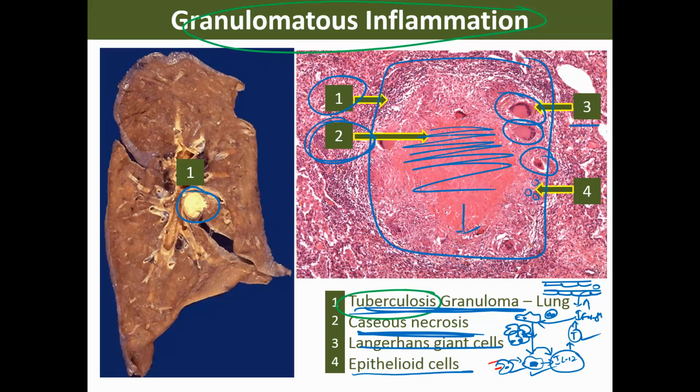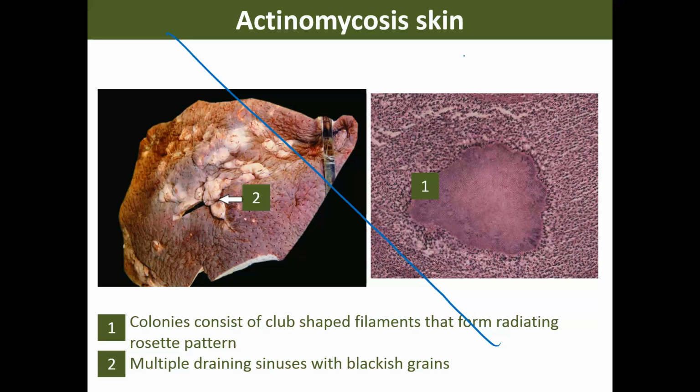So if I mark this one, you should say it is a tuberculosis granuloma. If you mark the center area, you should say it is caseous necrosis. If you mark the giant cells, you should say it is a Langerhans giant cell. If you mark these large plump cells, they are epithelioid cells. This is a case of granulomatous inflammation in tuberculosis infection. So don't worry about this slide. Inshallah, we will discuss this slide in the other modules.